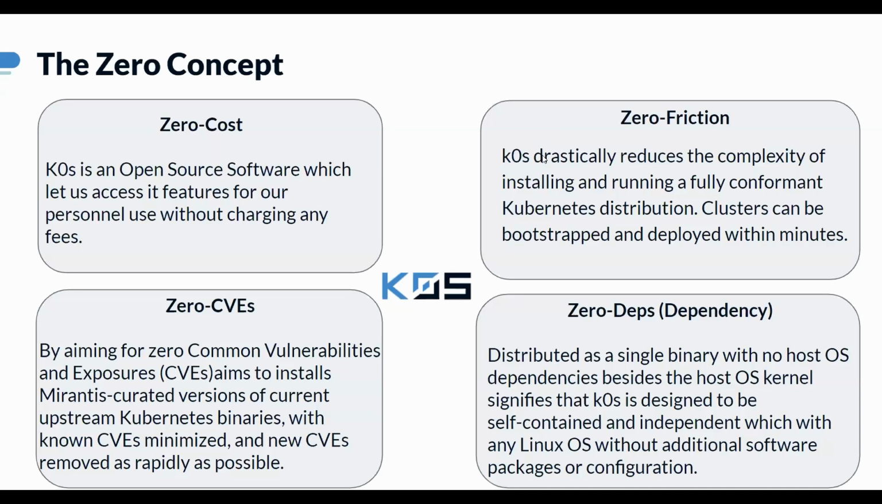It's zero friction, so k0s drastically reduces the complexity of installing and running a fully conformant Kubernetes distribution. Clusters can be bootstrapped and deployed within minutes because of its lightweight architecture. So it doesn't take as much time compared to other Kubernetes distributions and solutions available in the domain. So they offer a zero friction policy as well.